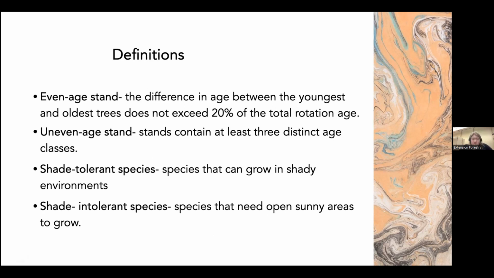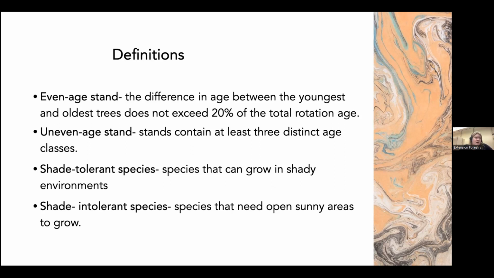So before we move forward, I'm going to be giving some examples and talking about some different management activities that you might come across so that you can start thinking about them. But I just want to make sure that we're all on the same page about a few definitions. I'm going to go through these really quickly. An even age stand is a stand of trees that are pretty much the same age. The more formal definition is that the difference in age between the youngest and the oldest tree does not exceed 20% of the total rotation age. But generally, that means that the trees are about the same age.